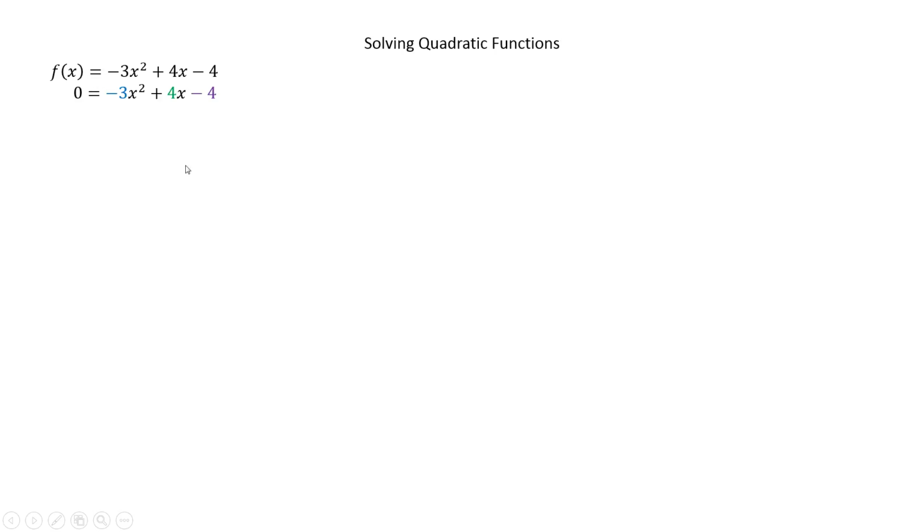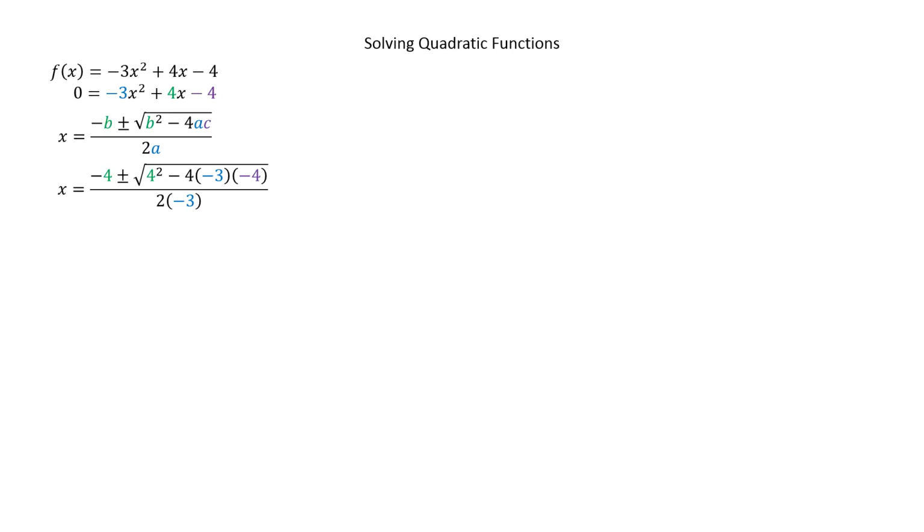And then quadratic formula. We have our a is negative 3, b is 4, c is negative 4. We have our quadratic formula. We just plug it in. All the b's turn into 4s, the a's turn into negative 3s, and the c turns into a negative 4. At this point, we just need to go 4 squared is 16. We have negative 4 times negative 3 times negative 4 is negative 48. And 2 times negative 3 is negative 6.